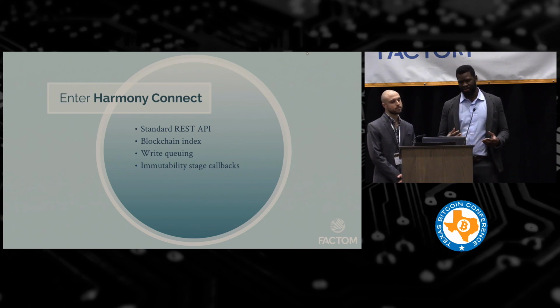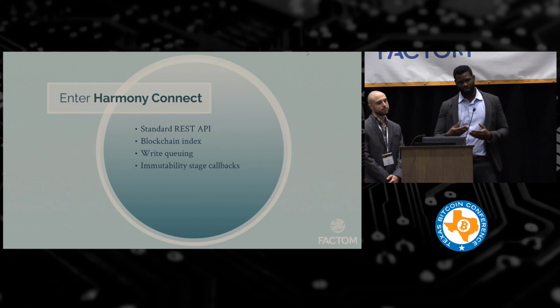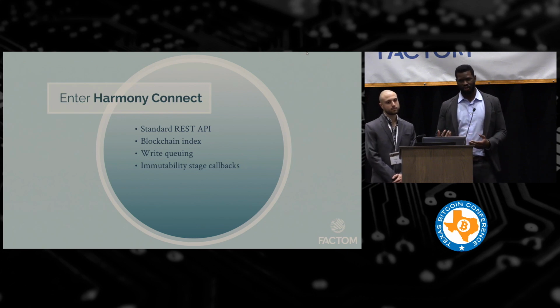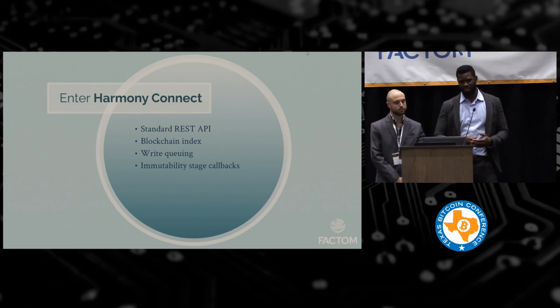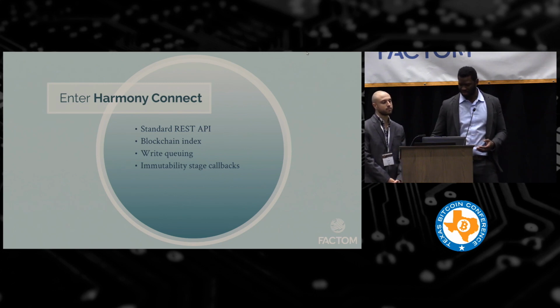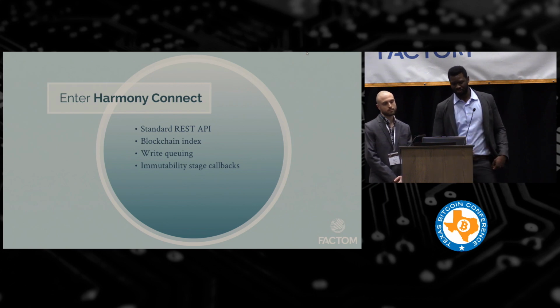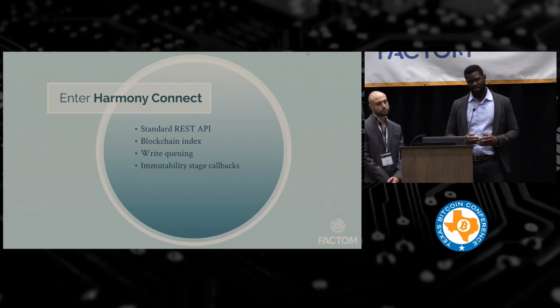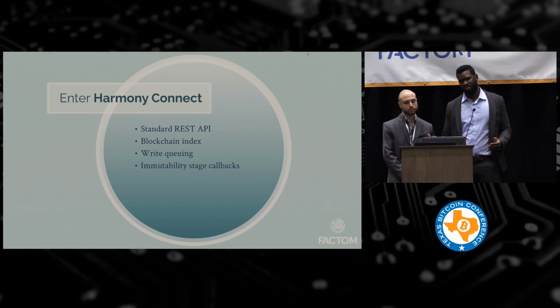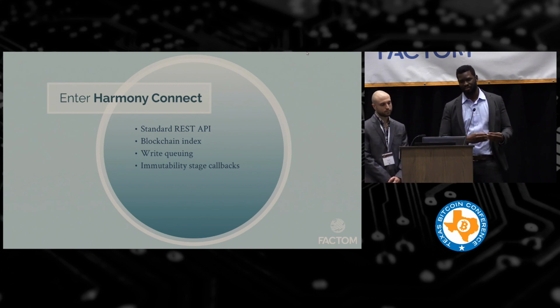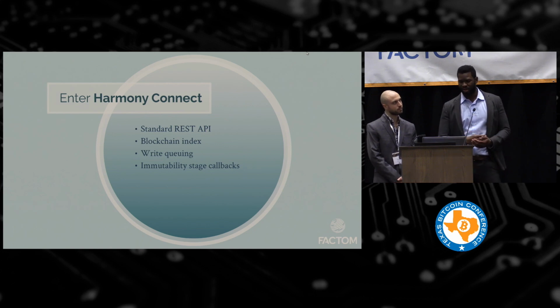We use a standard REST API to communicate with this. So very simple sets of commands where you can talk to an API, get your responses back quickly, and be able to do what you need to do. And we do that in order to increase the accessibility of this technology. We also index the entire blockchain. The entire Factom blockchain is indexed within Harmony Connect so that you're able to quickly search, find what you're looking for, and pull it back out with no problems.